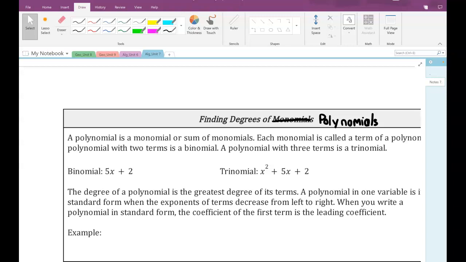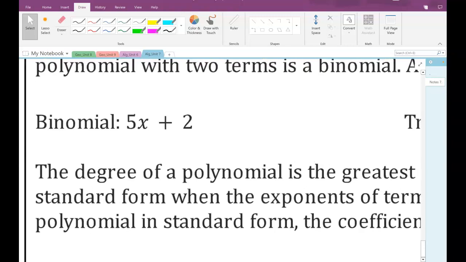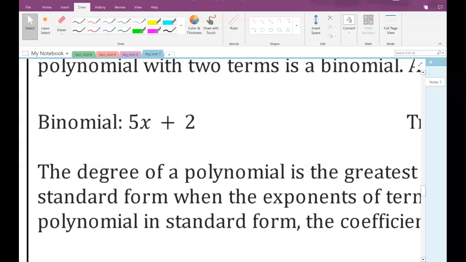So for example, this binomial, it's called a binomial because it has two terms. First term, second term. And if you look at each of these individually, this 5x is a monomial. 2 is a monomial on its own. So when we put two monomials together, we get a binomial.